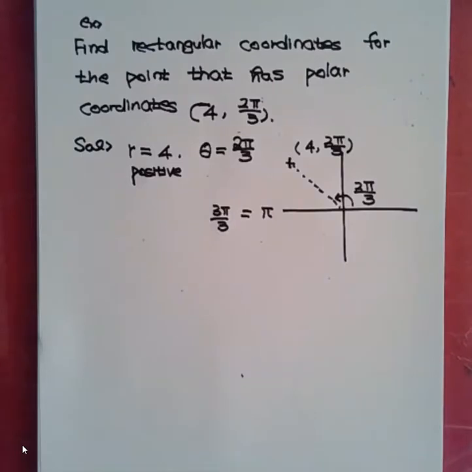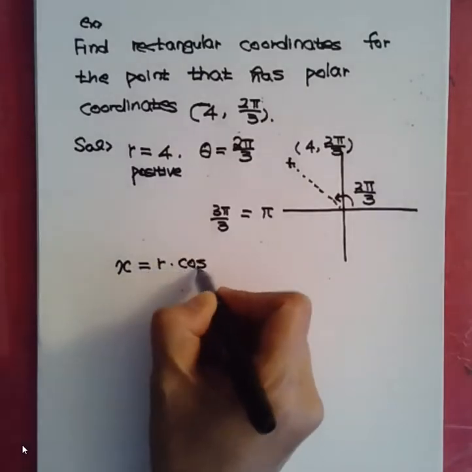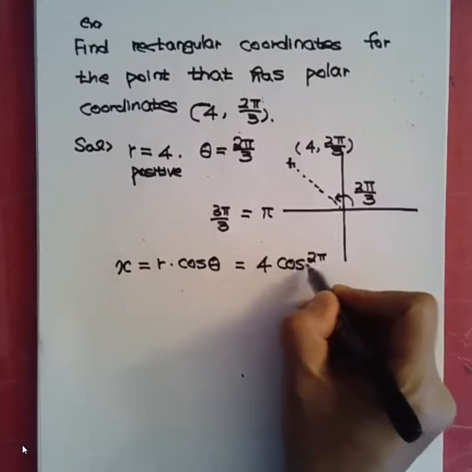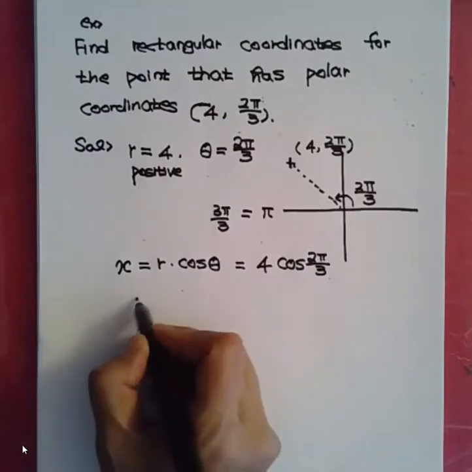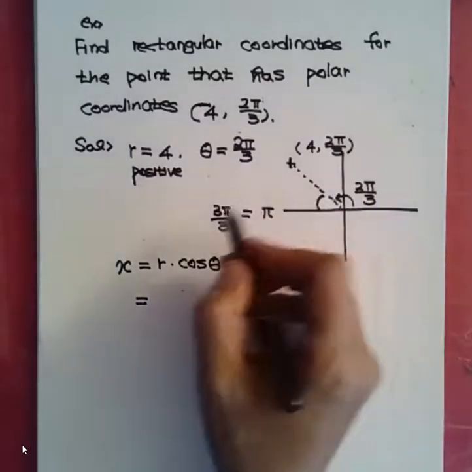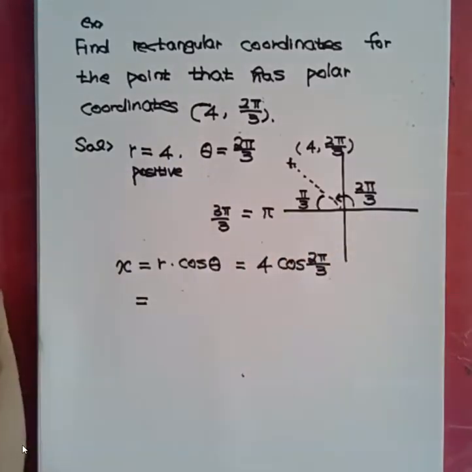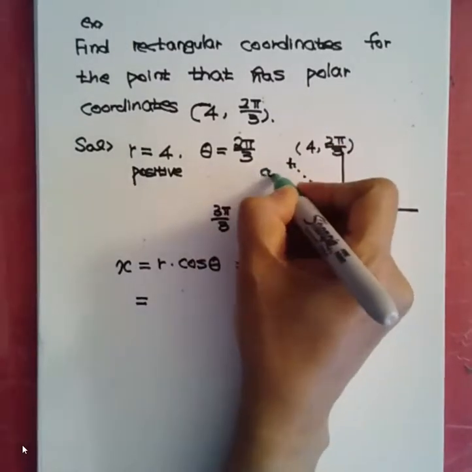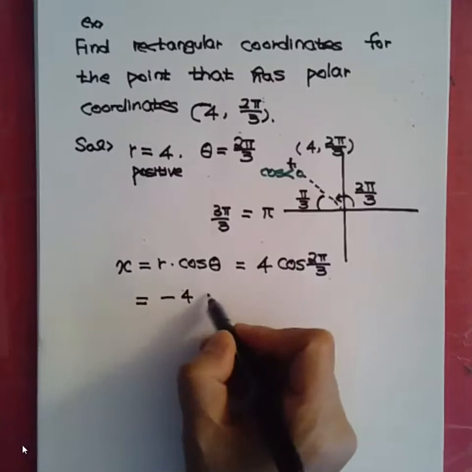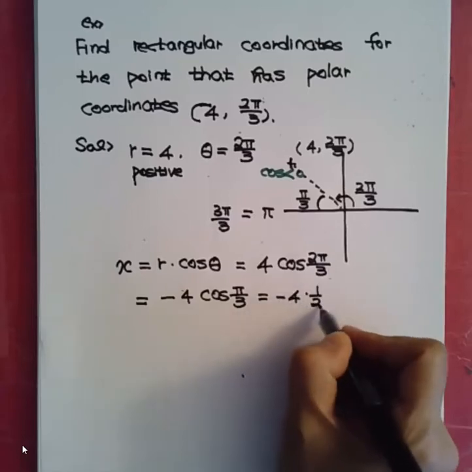We want to convert that to the rectangular coordinate system, so we express x as r times cosine of theta. So it becomes r, which is 4, times cosine of 2 pi over 3. We want to use the reference angle to evaluate it. The reference angle is the difference between 3 pi over 3 and 2 pi over 3, which is pi over 3. And then in the second quadrant, cosine is negative because x is negative. So we put minus here. So 4 times cosine of pi over 3. So that is minus 4 times 1 over 2, which is minus 2.